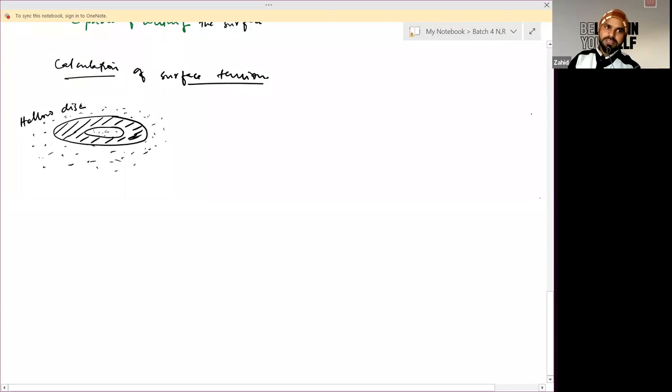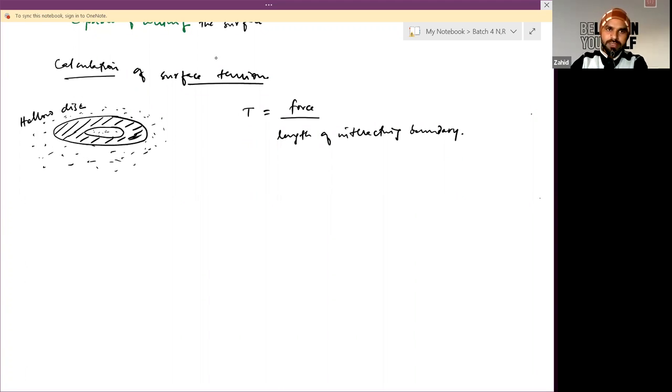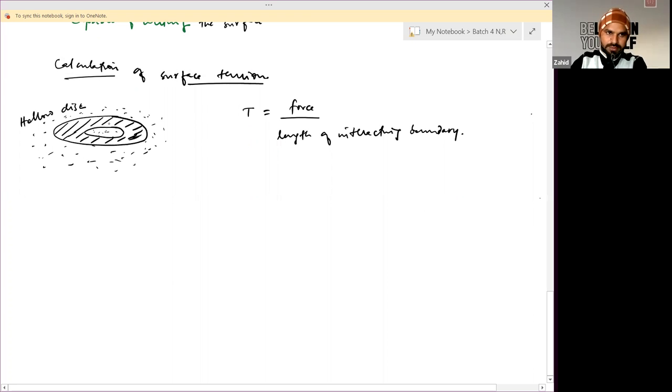So if you have to uplift this disk from this liquid, you must apply some force to break the interaction of surface tension between surface and liquid. So surface tension equals the amount of force applied to uplift it per unit length of its interacting boundary. In this case, length of its interacting boundary would be inner length having radius r and outer length having radius capital R.